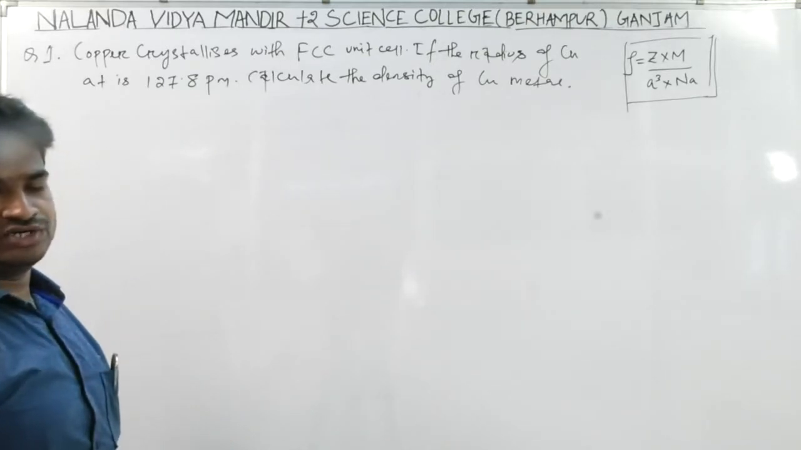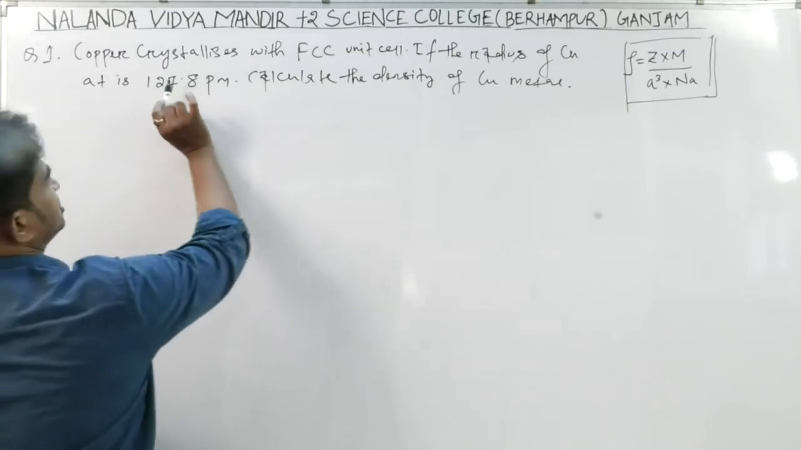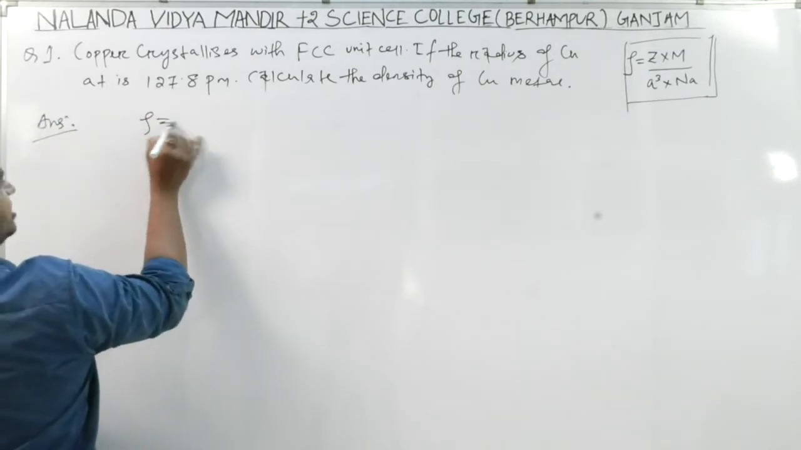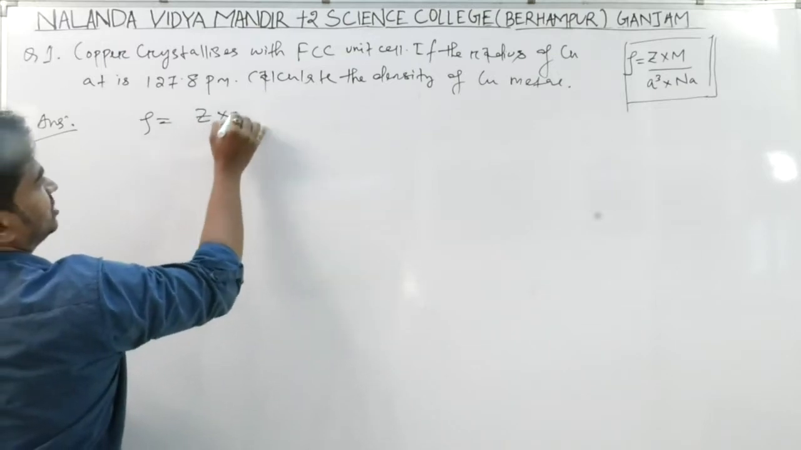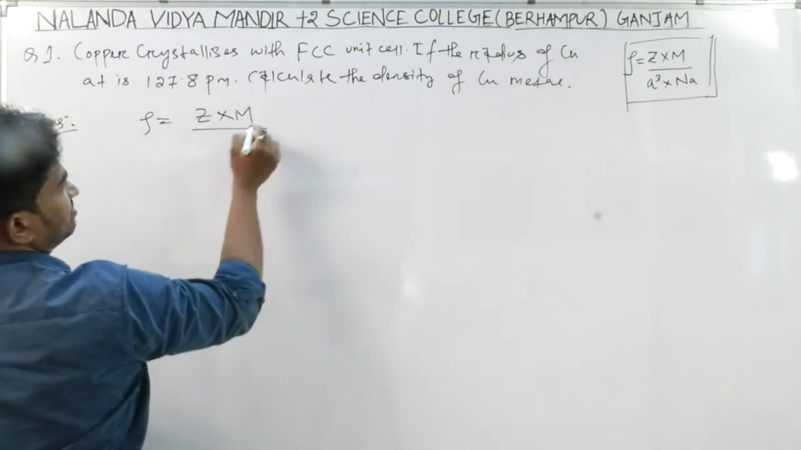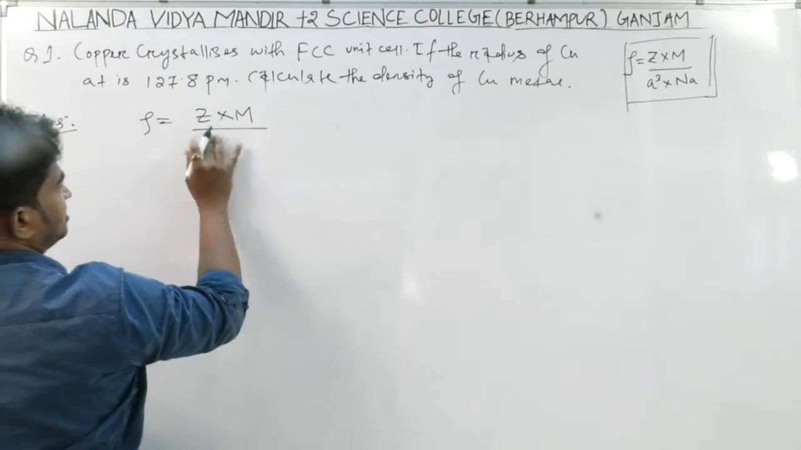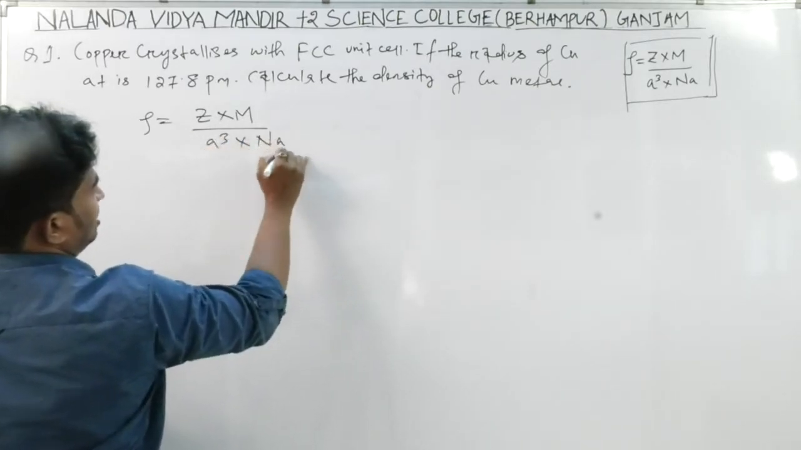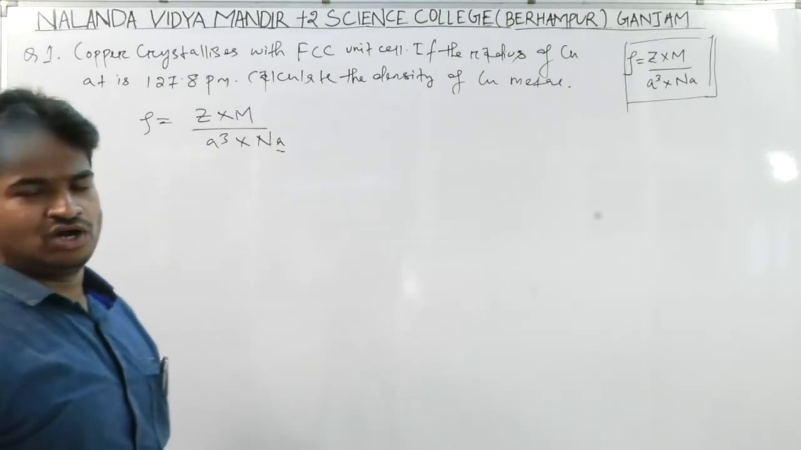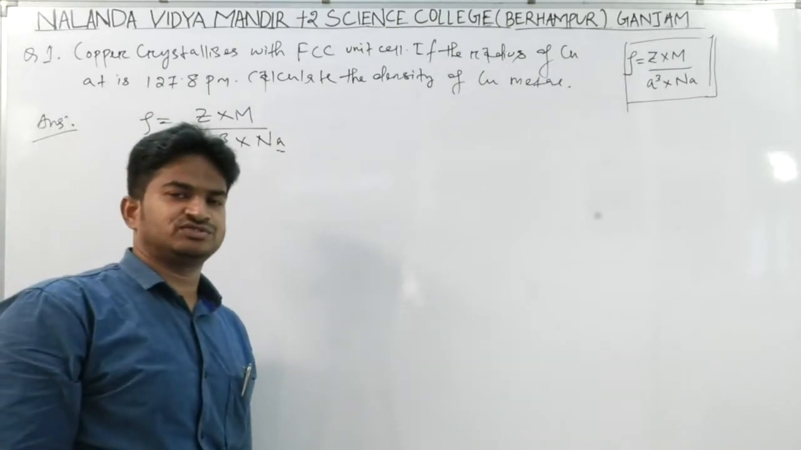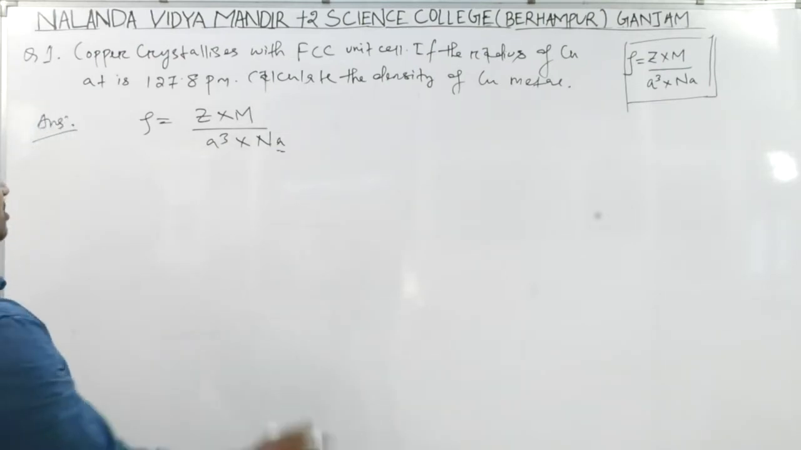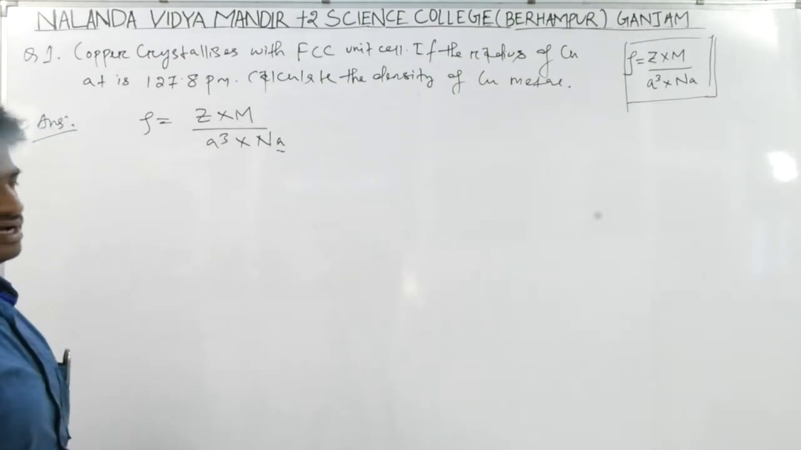See how we are going to solve this by using the density formula, that is rho. The density formula is Z into capital M divided by AQ into Avogadro's number, where Avogadro's number, all of you know, is 6.023 into 10 to the 23 number of atoms. Okay, it may be atoms or molecules or ions.